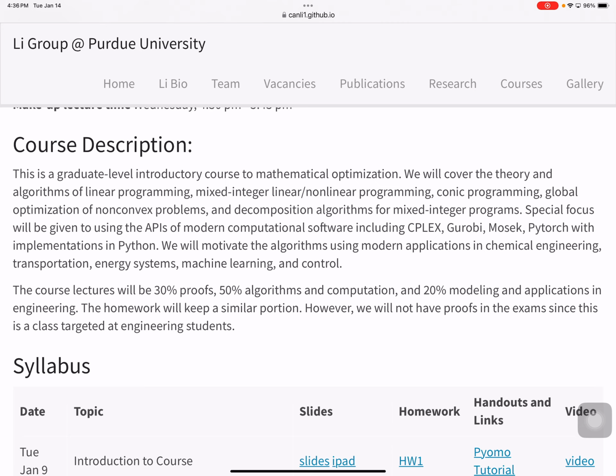And then you should be able to understand those papers. The other reason we only did 30% proofs is that I'm facing an engineering audience instead of a math audience. Therefore, I will do maybe at most one or two proofs in each lecture. The rest of the focus is on computation and algorithms. We will ask you to implement some of the algorithms in the homework problems. Okay, so that's just a rough overview.